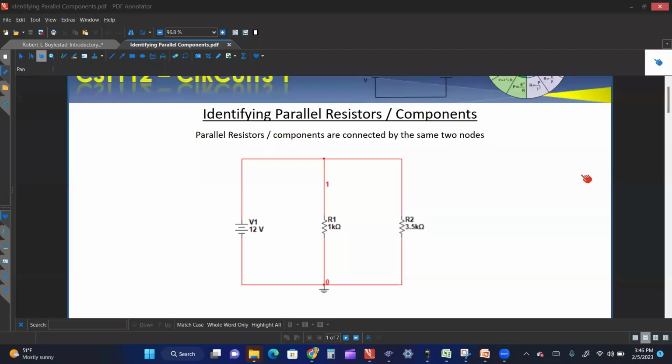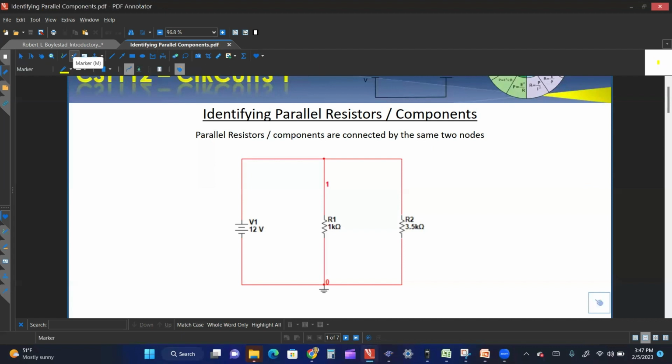All right, so let's take a look at some parallel circuits and learning how to identify parallel resistors and components. In order to analyze these types of circuitry, you need to know how to identify them first. One of the ways I used to do it when I was learning this topic in school is I would take a highlighter and highlight each node.